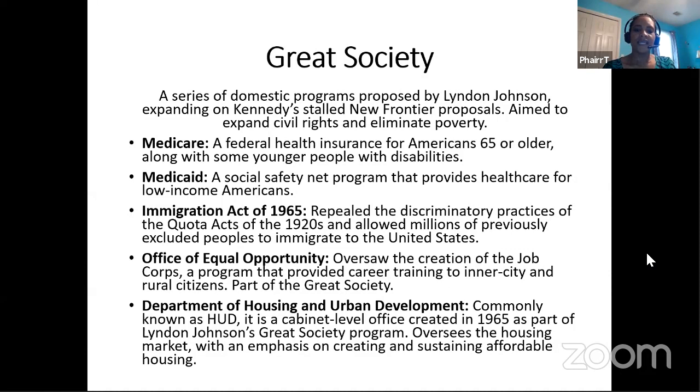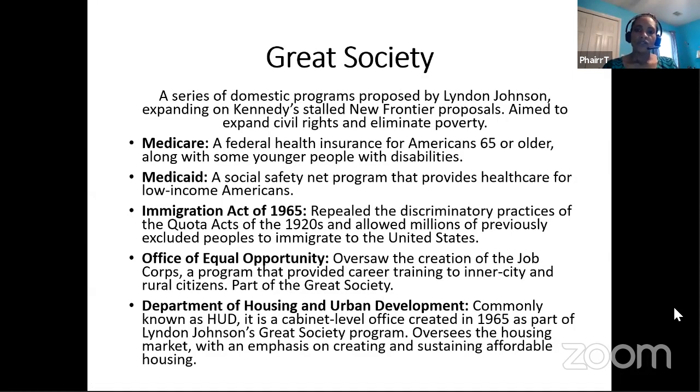These are just some examples of the programs that the Great Society put into place. Medicare, a federal health insurance program for Americans 65 and older, along with younger people with disabilities. And that's something that we still have in place today. When you think about some of the New Deal programs put in place back in the 40s, they are still applicable today.